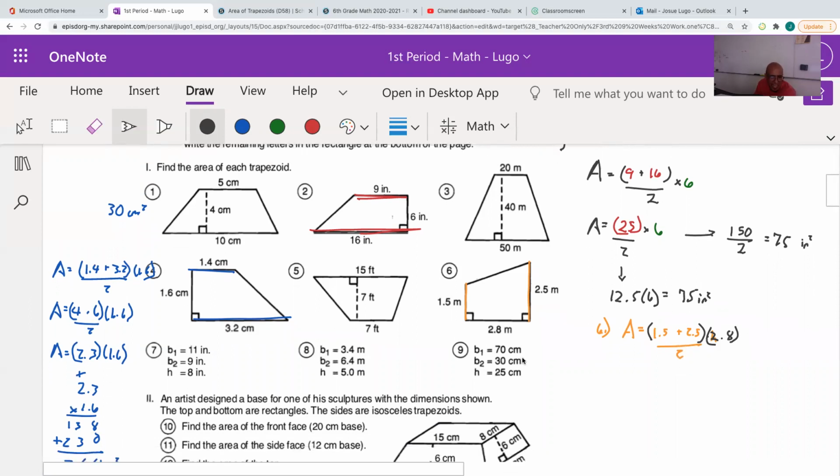Lastly, for number 7, 8, and 9, ladies and gentlemen, remember, when you look at the formula for the area of a trapezoid, all you need are the bases, so base 1 and base 2. You divide by 2, and you need the height. Notice that they give you both of the bases. Those are the parallel sides, and they give you the height. You have all the information that you need to answer each of those questions.